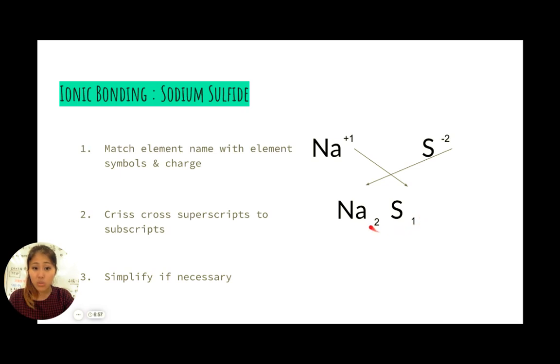Seems like 1 and 2 is the simplest form. You can't simplify it down into even smaller whole numbers. So we leave it as Na subscript 2 S. And that is the chemical formula, the formula in its symbols for sodium sulfide.